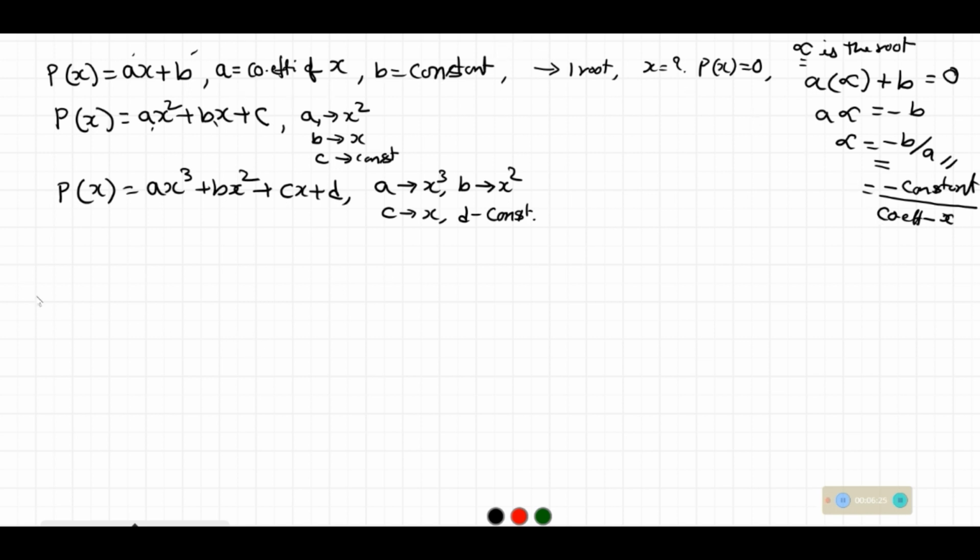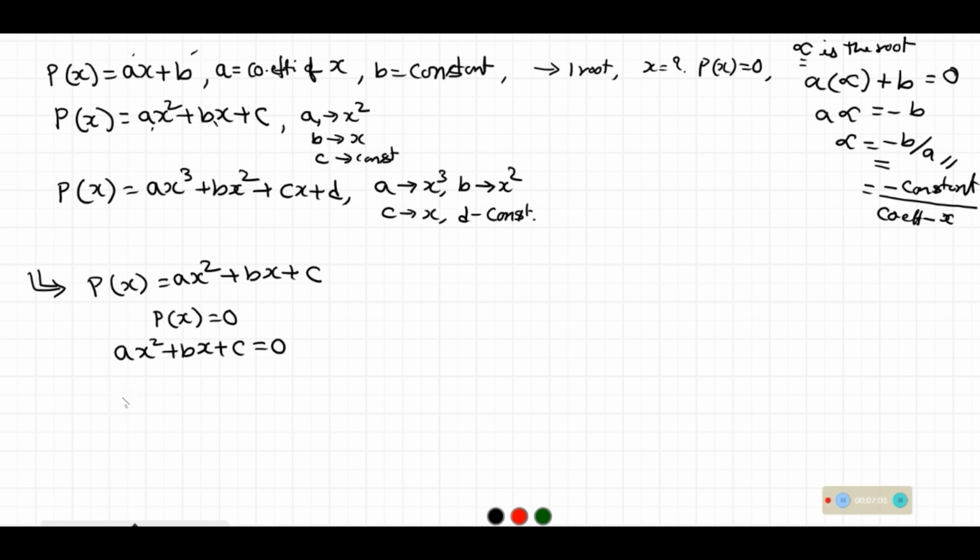Okay, so now how do you deal with the quadratic equation? I am rewriting here again the quadratic equation. See, the quadratic equation is p of x is equal to ax square plus bx plus c, right? So how do you find the roots for this equation? We will make p of x equal to 0. That means the quadratic equation is ax square plus bx plus c is equal to 0, right?